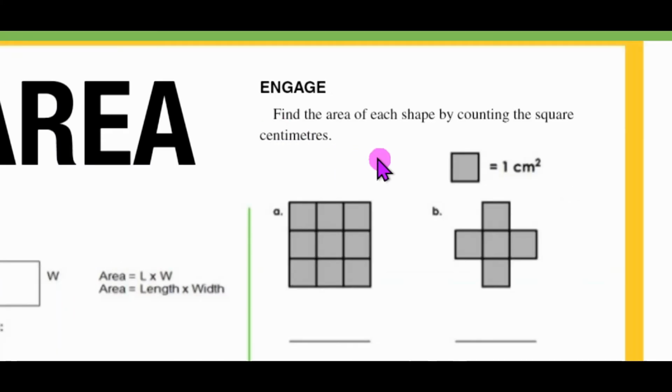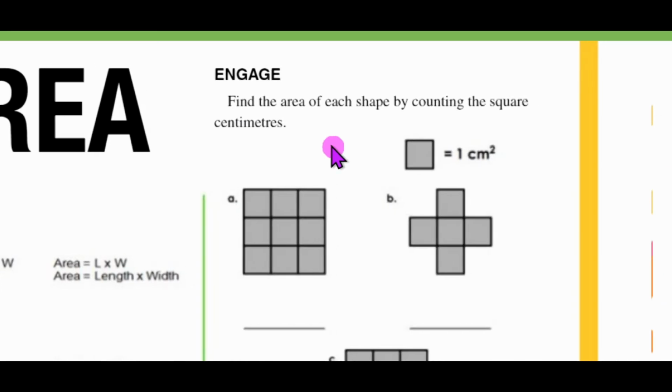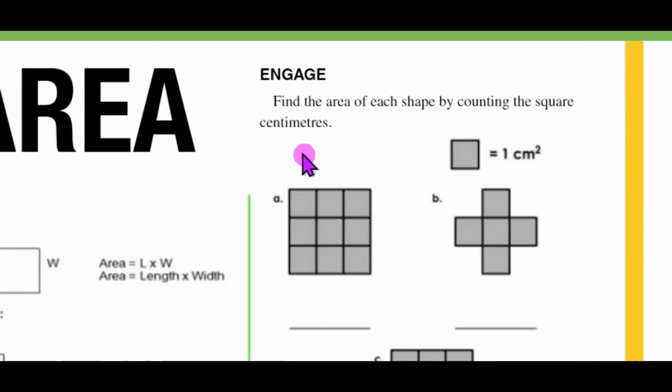Engage. Find the area of each shape by counting the square centimeters. So 1 square is equal to a centimeter square. So let's go for A. We have 1, 2, 3, 4, 5, 6, 7, 8, 9. Shape A is equal to 9 centimeters squared. The area of shape A is 9 centimeters squared.